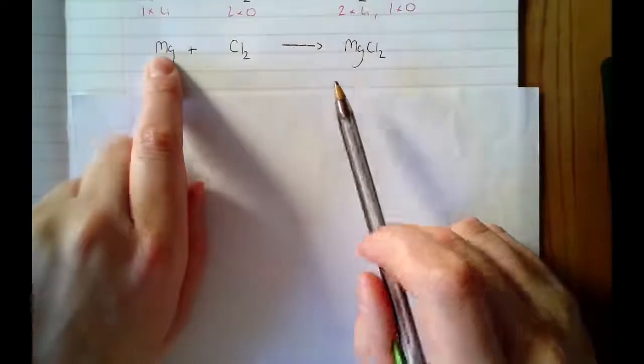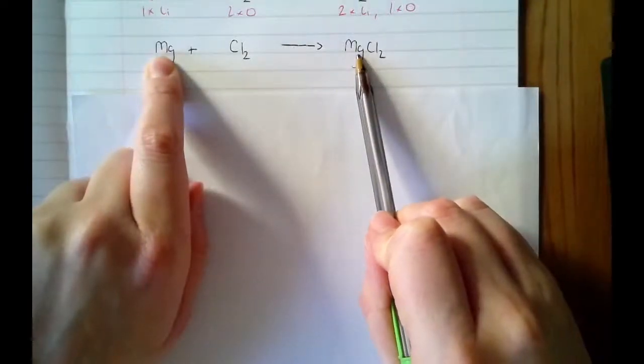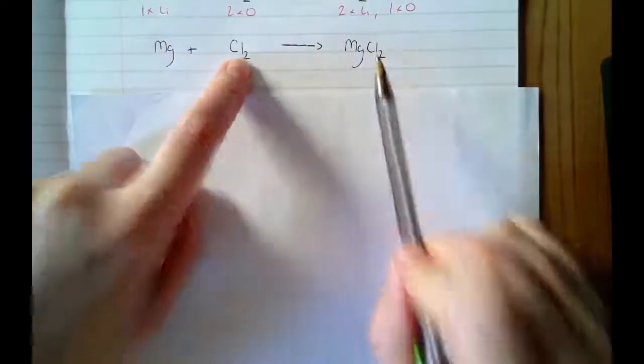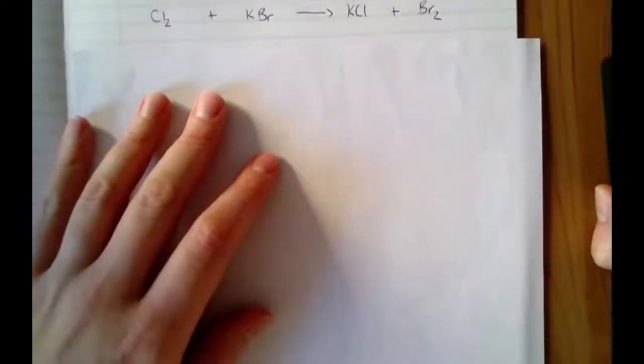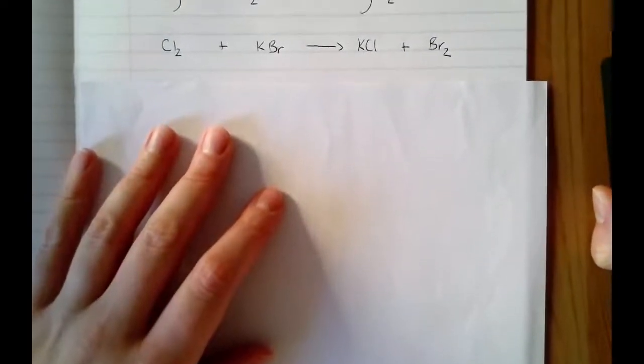But look at the next equation, magnesium and chlorine. I've got 1 magnesium on the left, 1 magnesium on the right, that's balanced. And with the chlorines, I've got 2 on the left and 2 on the right. That's already balanced. I don't need to add any large numbers. Some equations will be balanced already. You're not going to need to do anything to them. We look at another example.